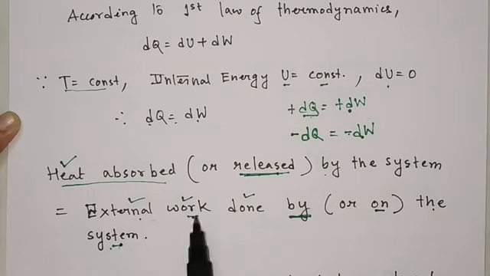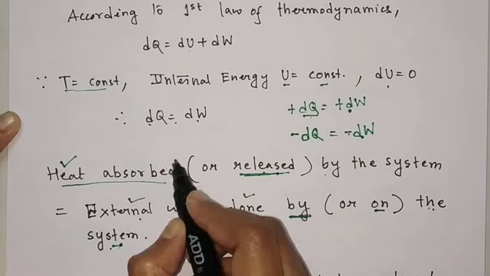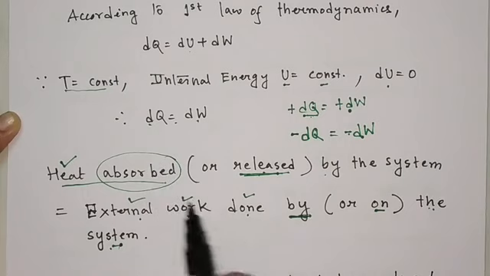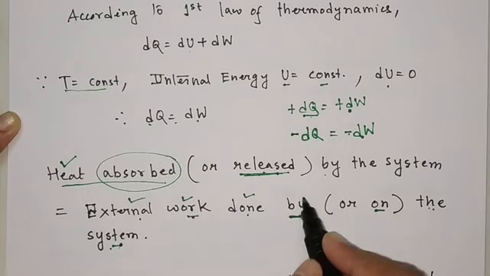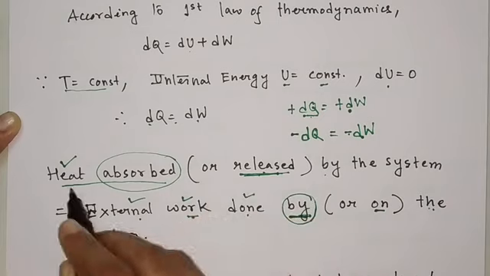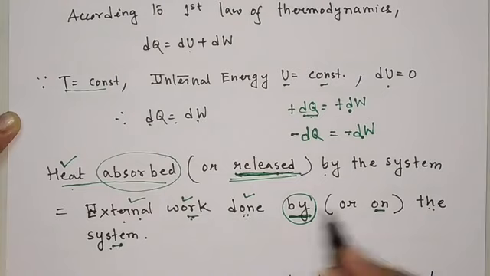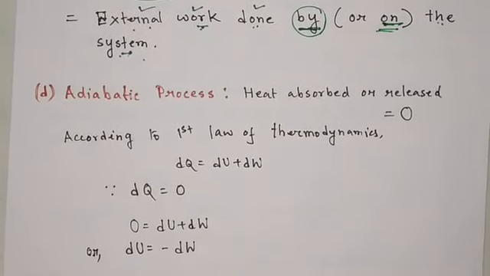Okay, so the first one matches with this one, and the released one matches with the work done on the system. So if heat is absorbed by the system for an isothermal process, then external work will be done by the system. And if heat is released by the system, then there will be external work done on the system. Okay, next is the adiabatic process.